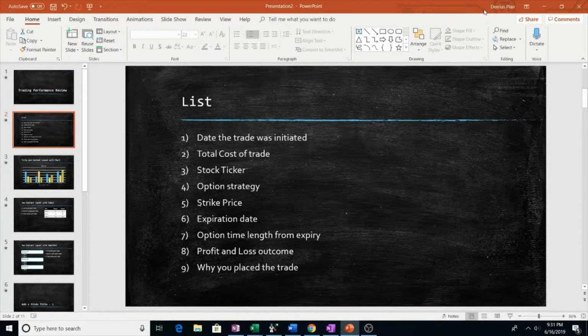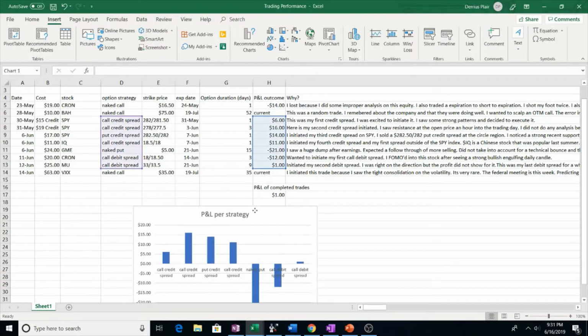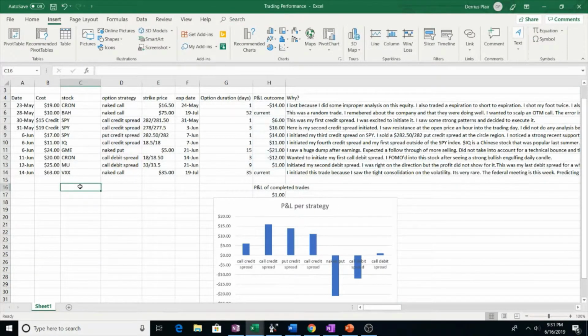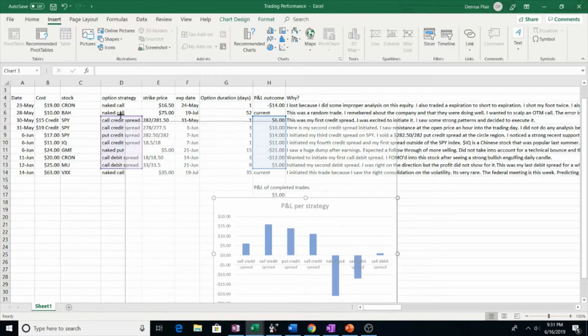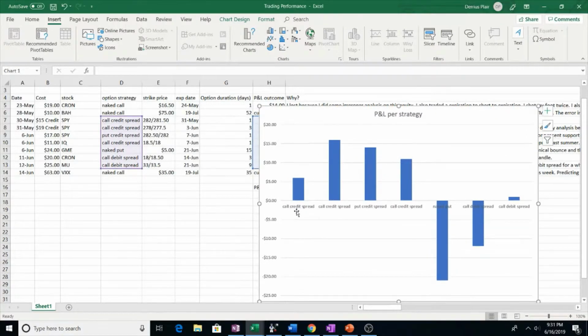After showing you all this presentation, I'm going to go to my personal situation. I have a total of 10 trades that I placed, and here is the profit and loss of each strategy. Look at my credit spreads. All four are profitable. Look at my naked put. Negative by a lot. I lost $21 on that trade.